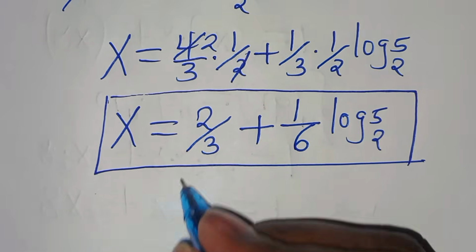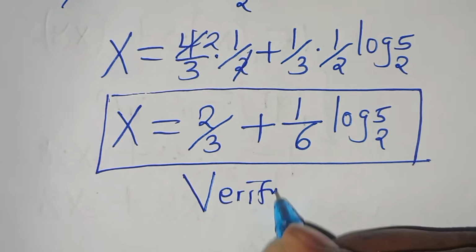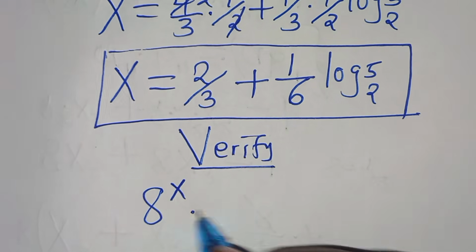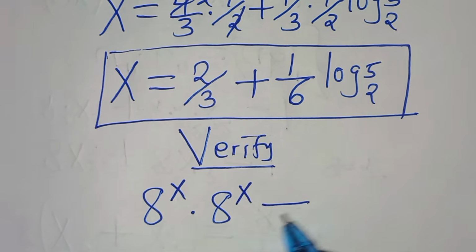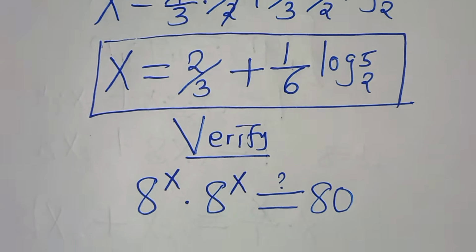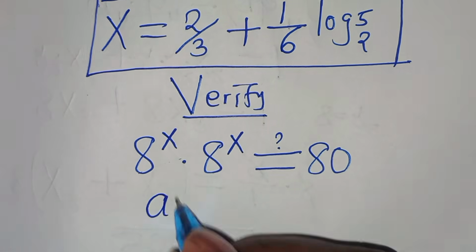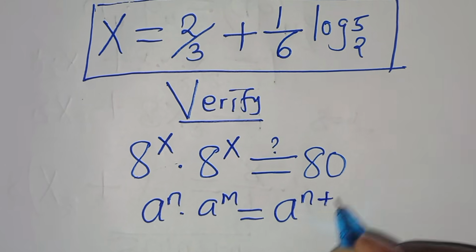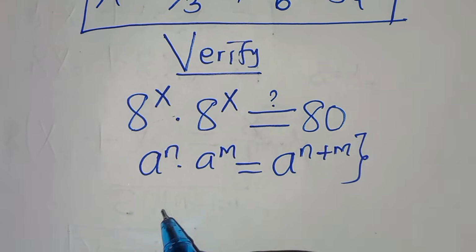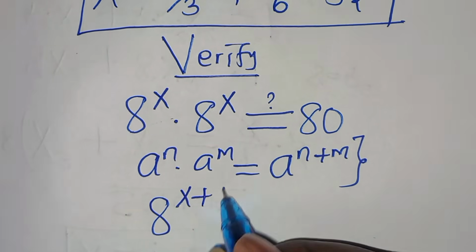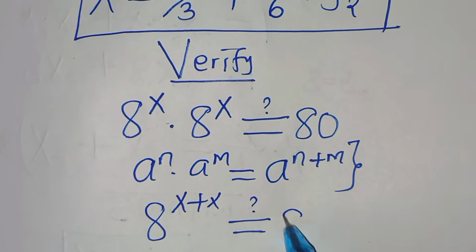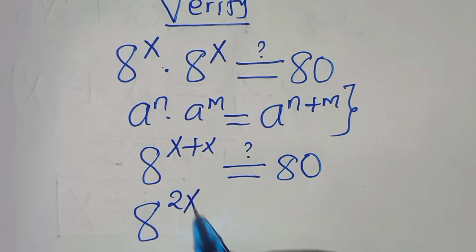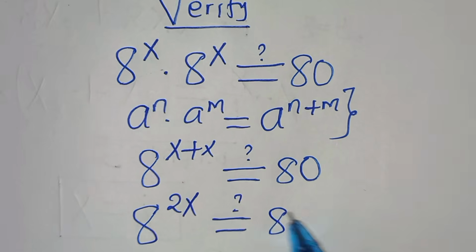So let's verify that this value of x satisfies the equation. Now we have that 8 to the power of x multiplied by 8 to the power of x is supposed to give us a value of 80. Now this is in the form of a to the power of n times a to the power of m, which you can express as a to the power of n plus m. So this is 8 to the power of 2x, which should give us a value of 80.